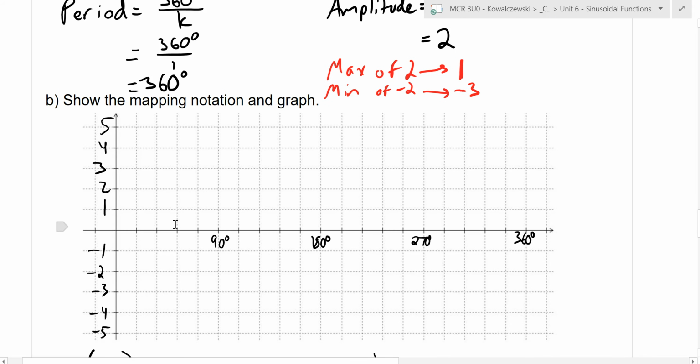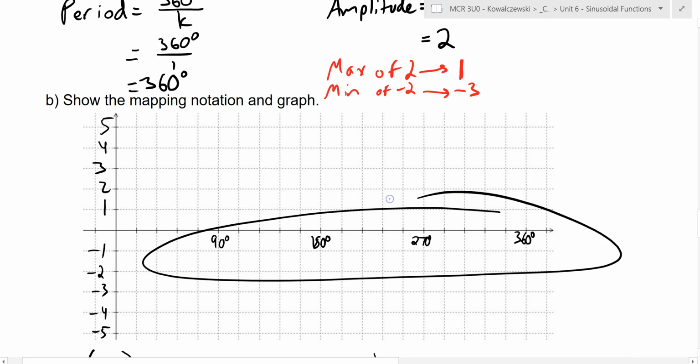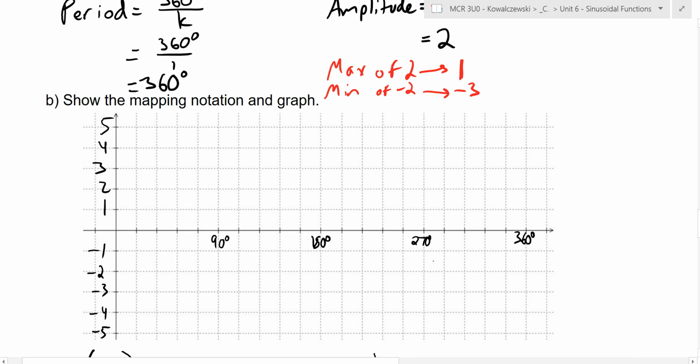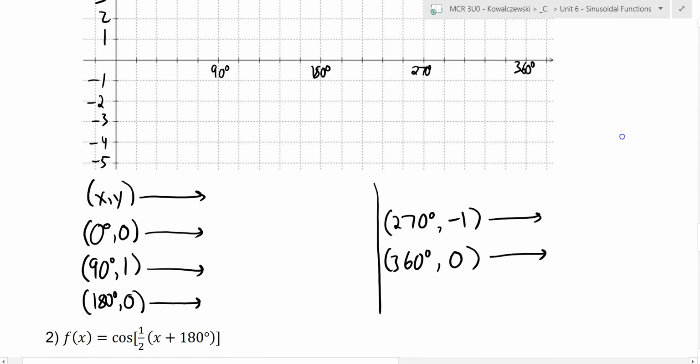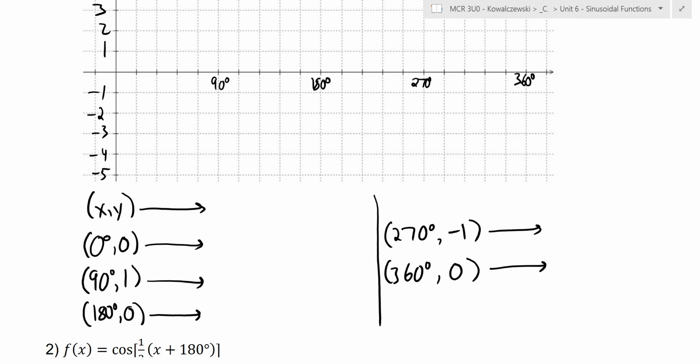All right, so here's my scale here. I'm using up all the space that I can to make the graph nice and big. So what we're going to do now is write out the mapping notation and then we'll graph all the points. What I've done down here is written out all the original key points for the sine function. Notice how I have the degree symbol for all the x values. That's going to be very important for communication purposes.